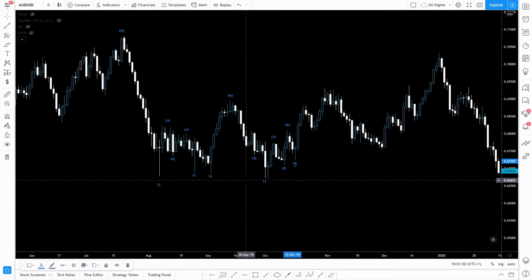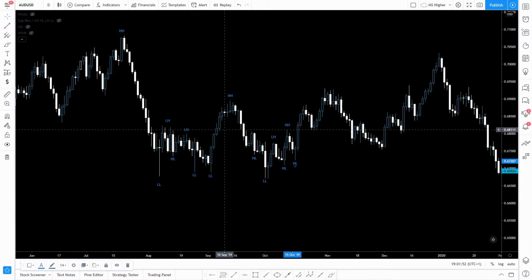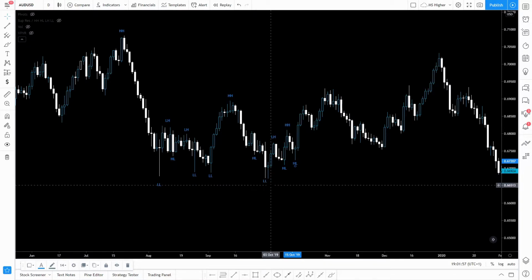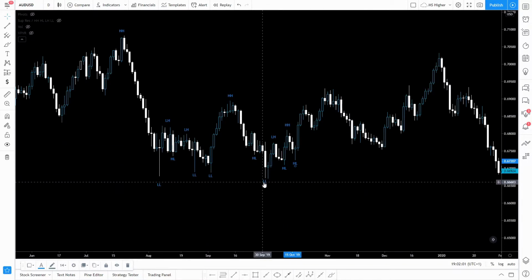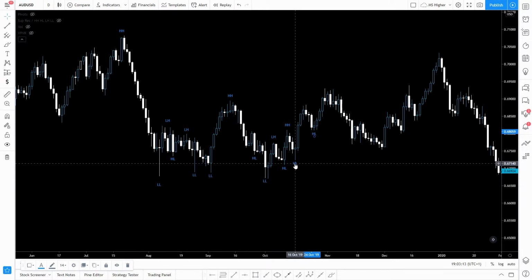Lower low, lower low, and then it couldn't make any more lower lows. It went straight back up, made a higher high, came back down, higher lows, but it did break this lower low. So this was our lower low in this area for a little while. First made a higher low, gone up, made a higher high.